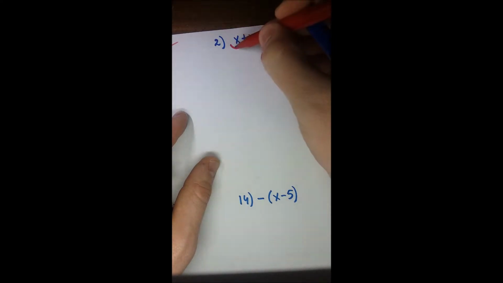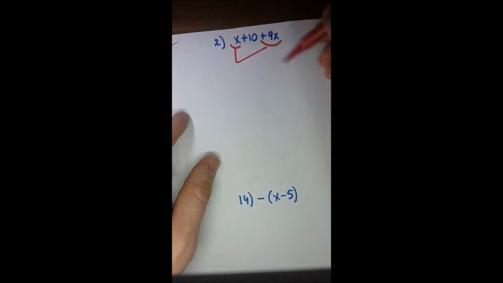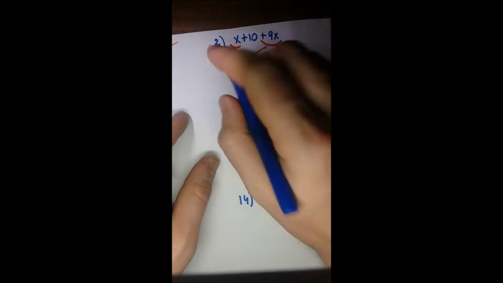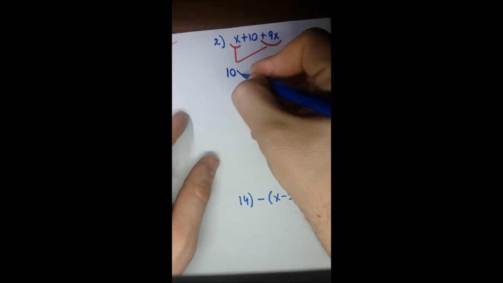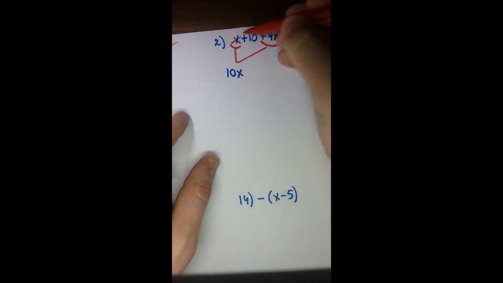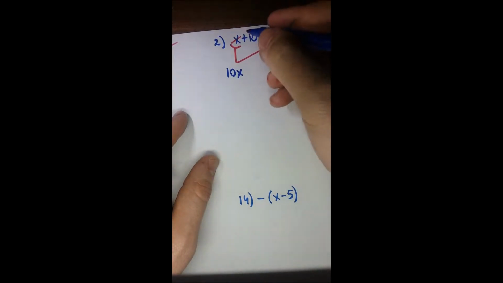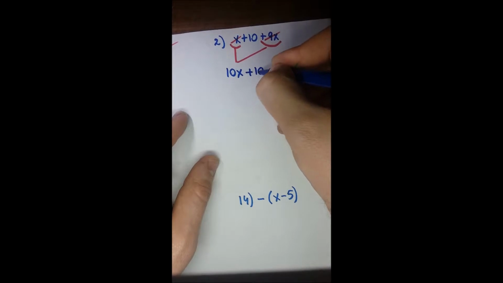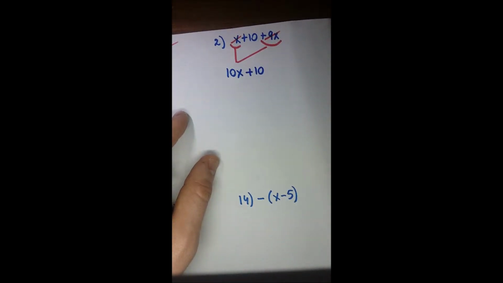So, I'm going to do it this way. X's go together, and x plus 9x is 10x. So, the 10x's are gone. And guess what? Plus 10. That's the answer. Done.